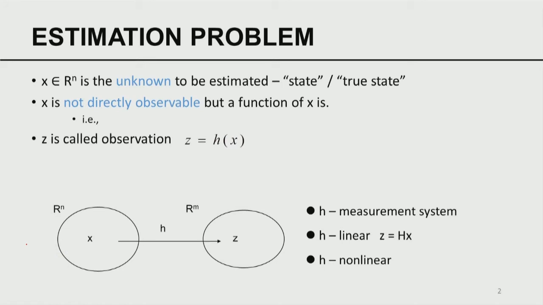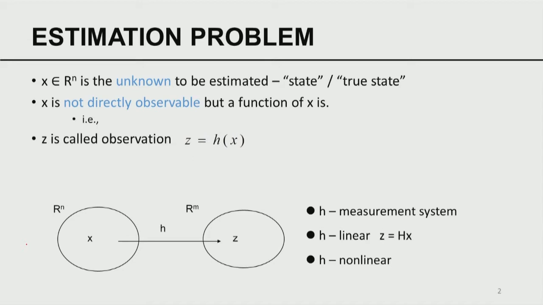Let x be an unknown vector to be estimated. x is called the state or the true state. I want to know the temperature in the city of Bangalore this afternoon at 3 o'clock. I want to be able to estimate that, which is the unknown. The true temperature is not known, and I would like to be able to estimate this.